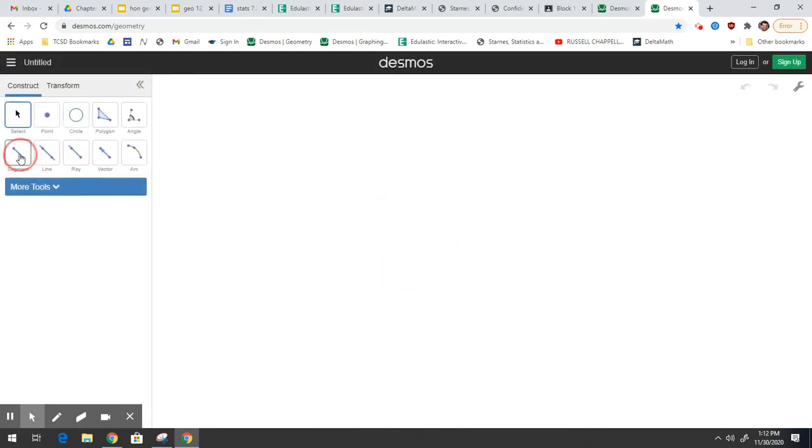Okay, so let me draw my triangle. I don't care what it looks like. Okay, so I'm going to draw a circle inscribed in this triangle. So in order to do that, I have to construct the incenter. The incenter is the center of the inscribed circle. And to do that, the incenter relates to the angle bisectors.